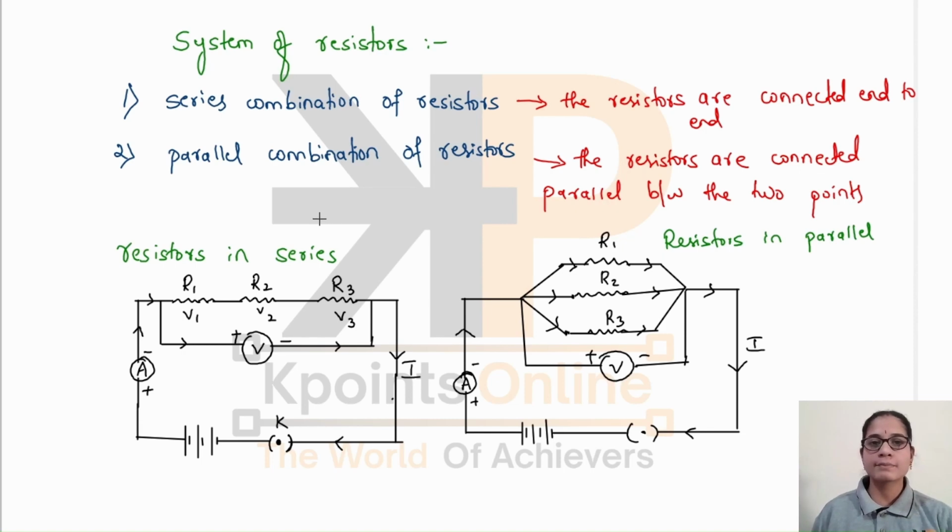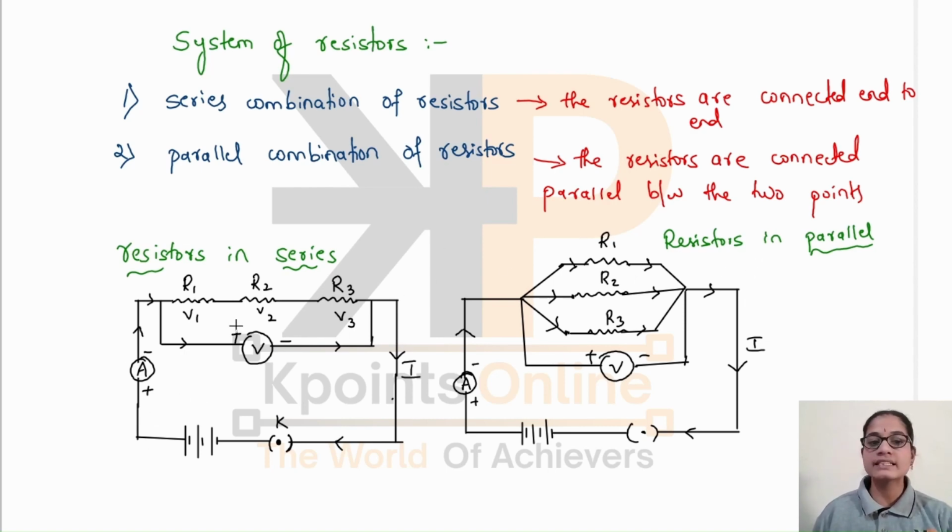This is the schematic representation of the electrical circuit when the resistors are connected in series, and this is the representation when the resistors are connected in parallel. You can see here the resistors are connected end to end. This is called series combination of resistors. And in this case, these resistors are connected in parallel between the 2 points. This is called parallel combination of resistors.